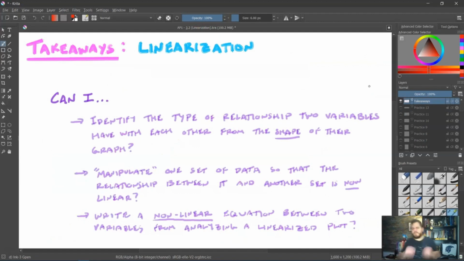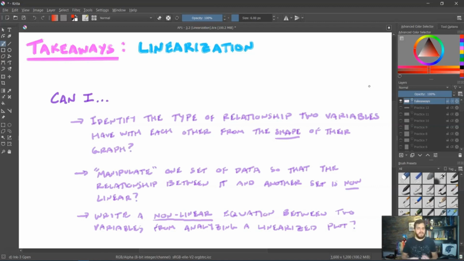So what are our takeaways for this lesson on the data analysis technique known as linearization? Well, one, can we identify the relationship that two variables have with each other simply from the shape of their graph with respect to each other? So is it parabolic? Is it a curved smiley upward? Is it square root, a frowny face? Is it inverse, meaning that it is going to start high and then go low, or is it inverse squared, a more sharp version of that?